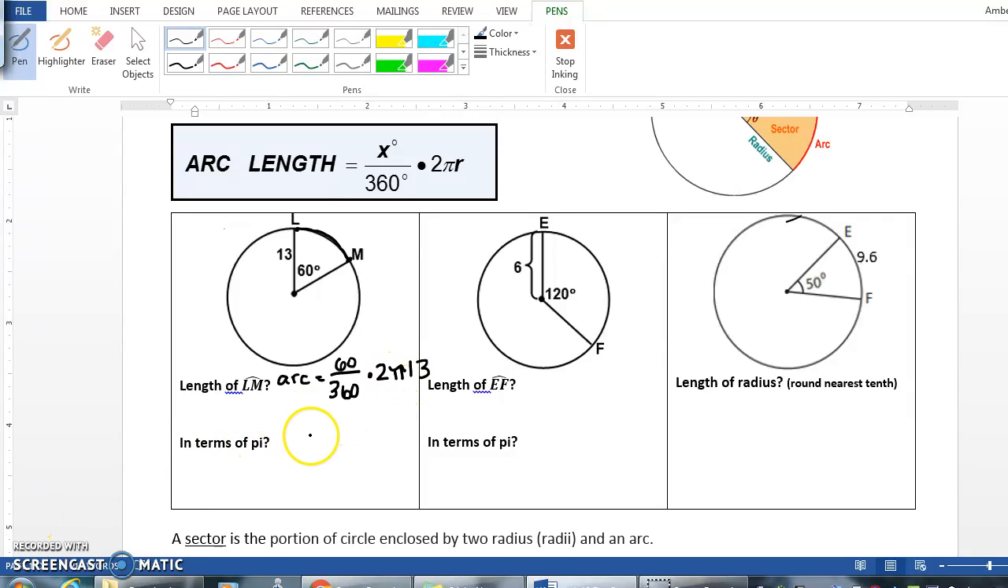Without converting pi to a decimal, you end up with the answer 4.33 repeated times pi. So if you want your answer in terms of pi, that's where you would stop. However, we can continue and multiply 4.333 repeated times pi, and we get our arc length is approximately 13.61.